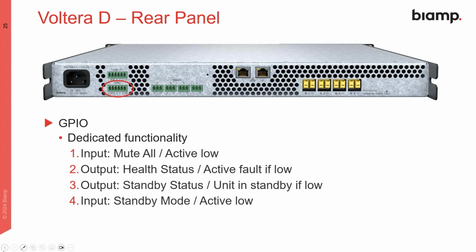Health status, active fault flow on number 2. We can tell if a unit's on or in standby from output 3. And we can put the amplifier into standby mode also using pin 4 on these systems. So there's a lot more details on these in the Voltera manual, but I just wanted to point these out, especially for my current ALC 1604 or 404, 3202 users who are used to having these features. We've got you covered here also.